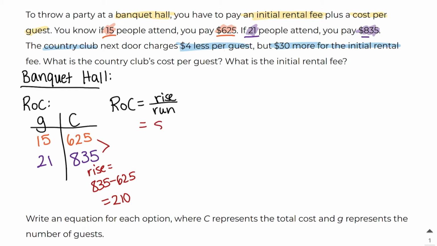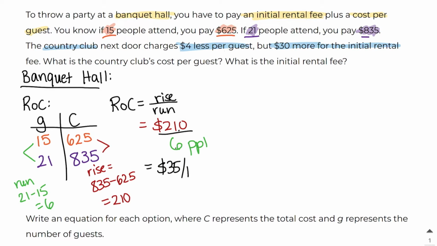So my rise here is $210. But now I also need to find the run. And this right here is going to be our run. And our run is 21 minus 15 people. So that's 6 people. So our run right here is 6 people. So when I divide 210 by 6, I end up getting $35 per person or per guest. So we know our rate of change.